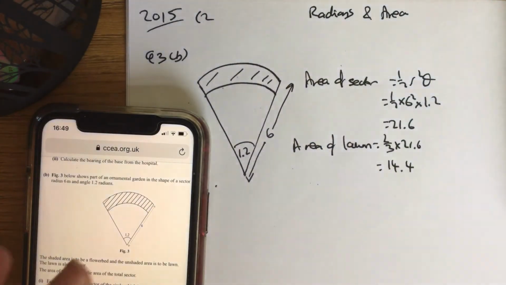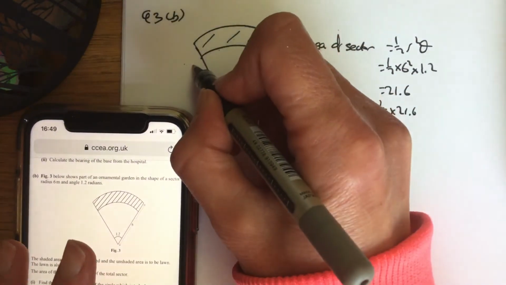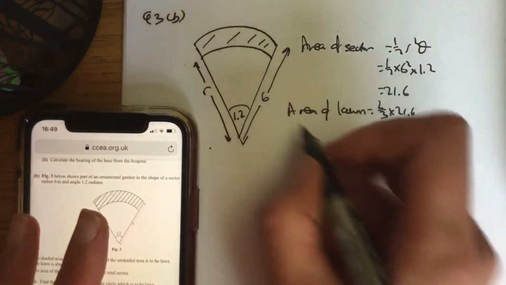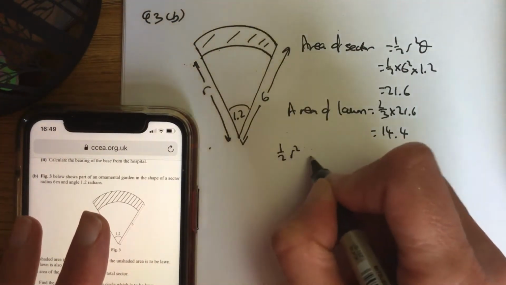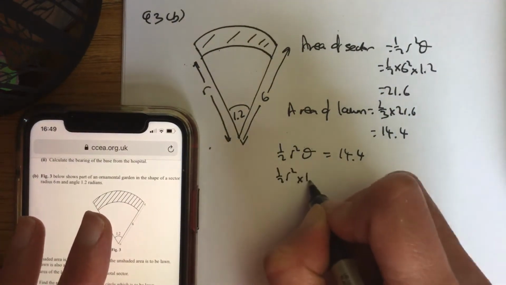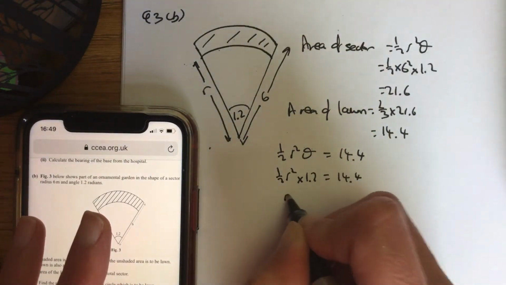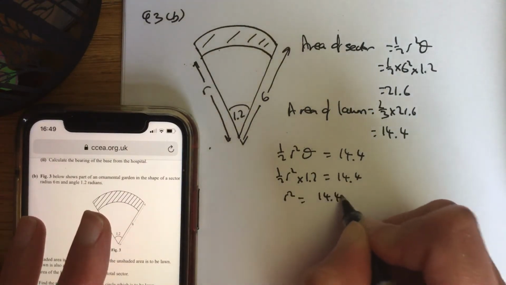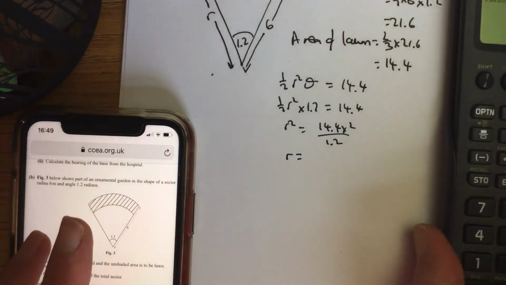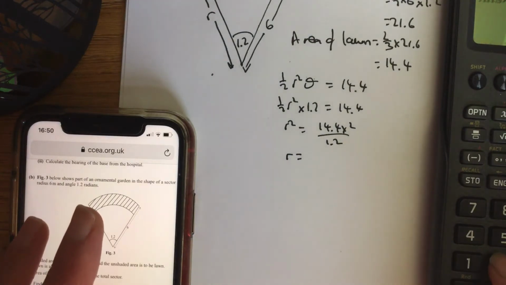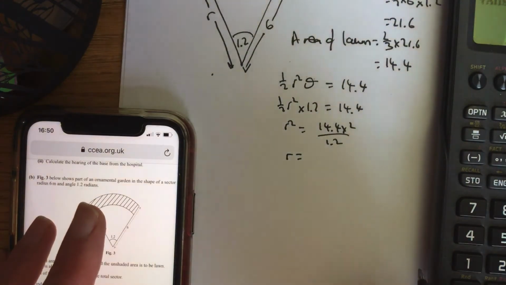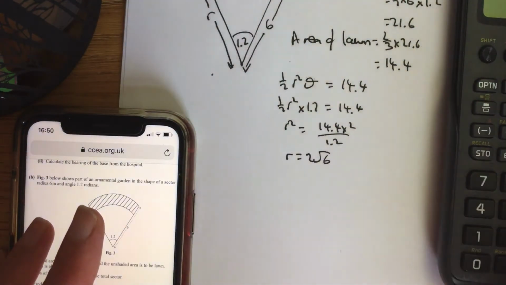Now, let's look at the area of the lawn. That's the radius, which I don't know what it is yet. But the formula for the area of the lawn would be a half r squared theta. We know the lawn is 14.4. R we don't know, theta we do. Rearranging that, if I bring the 2 across and times, if I bring the 1.2 across and divide, and then square root that answer, I should be able to get the radius. Just putting this all through the calculator, I get a radius of 2√6.